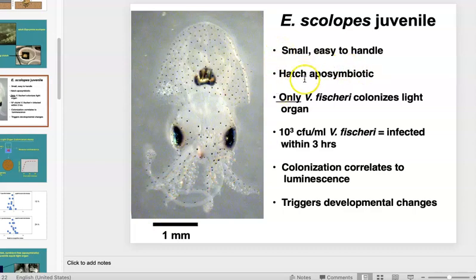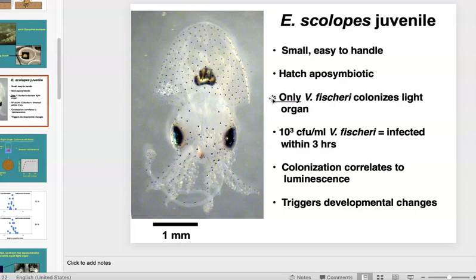The squid are small and easy to handle. They hatch without bacteria, so aposymbiotic means without bacteria, and that's important because we can use these squid as a vessel for our colonization assays. We can add certain kinds of bacteria to the seawater and see how well they colonize. The important thing here is that only Vibrio fischeri colonizes the light organ. And that opens up a really interesting question. What's so special about this that all the other thousands of different kinds of microbes in seawater can't get in? Just Vibrio fischeri can get in, which is a really interesting question.